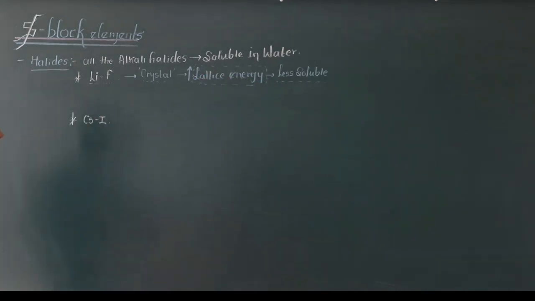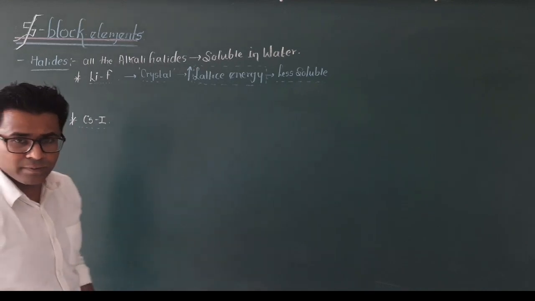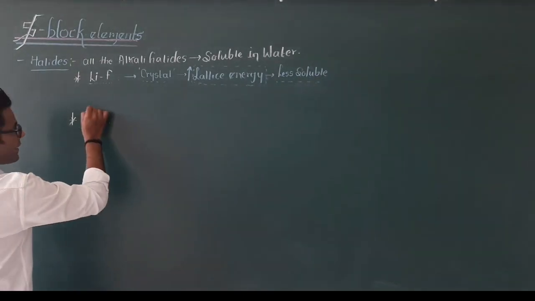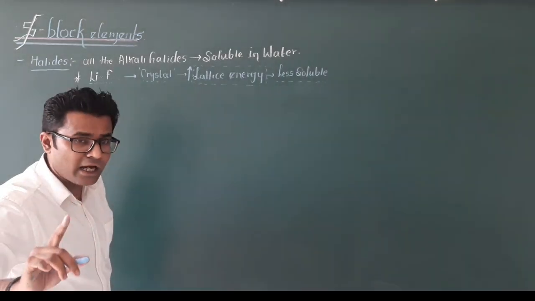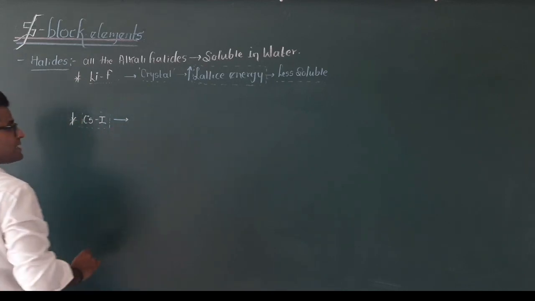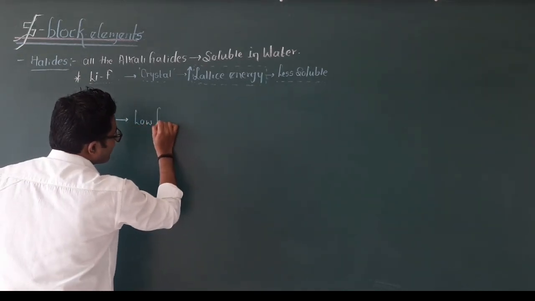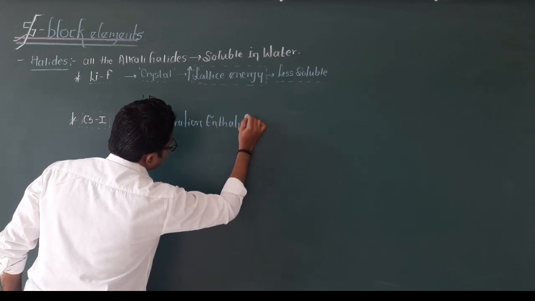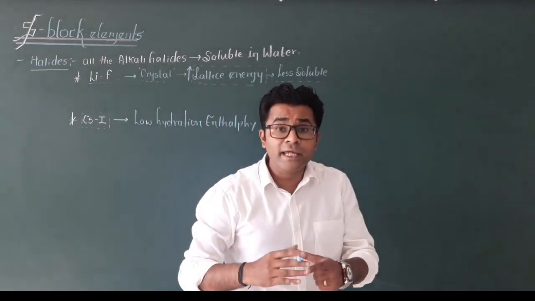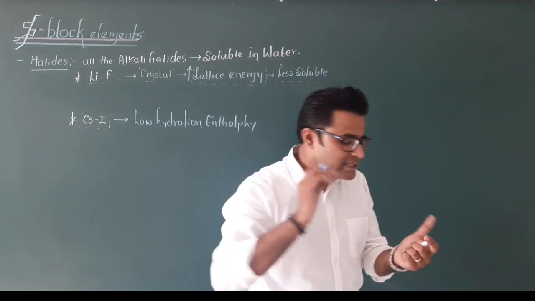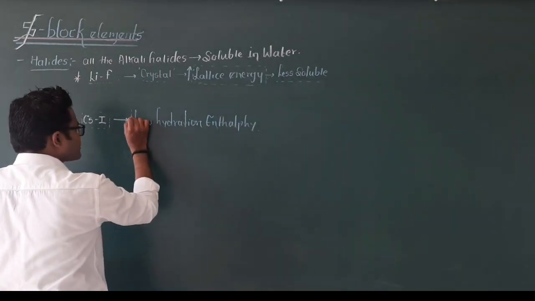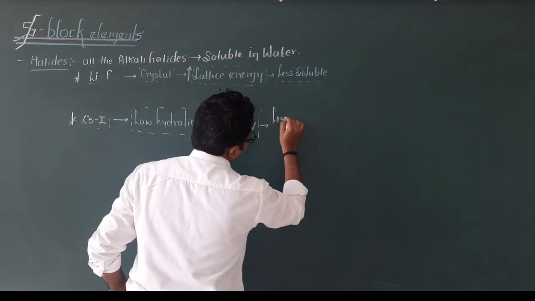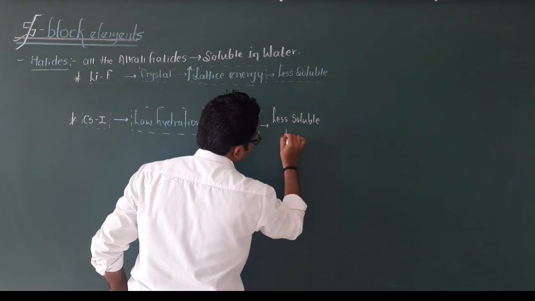Now, on the other hand, as far as cesium iodide is concerned, the ions are quite large. Cesium has a bigger size, and iodine again has a bigger size. Because of the larger sizes of the cesium as well as the iodide ion, these cases have low hydration enthalpy. As it has very low hydration enthalpy, it is not capable of combining with water easily. Again because of this reason, cesium iodide becomes less soluble in water.